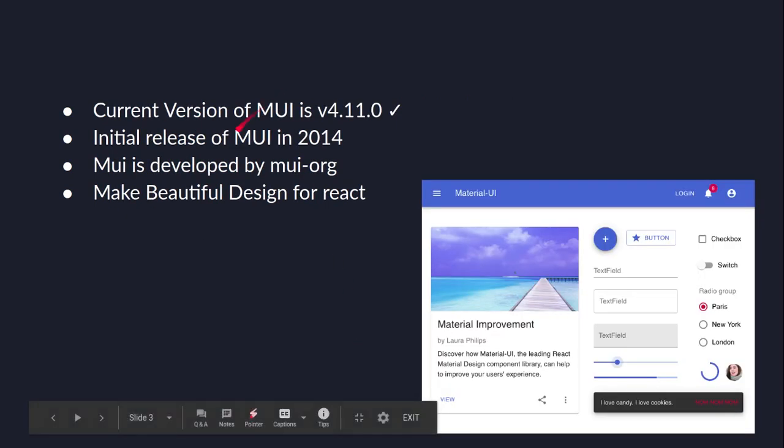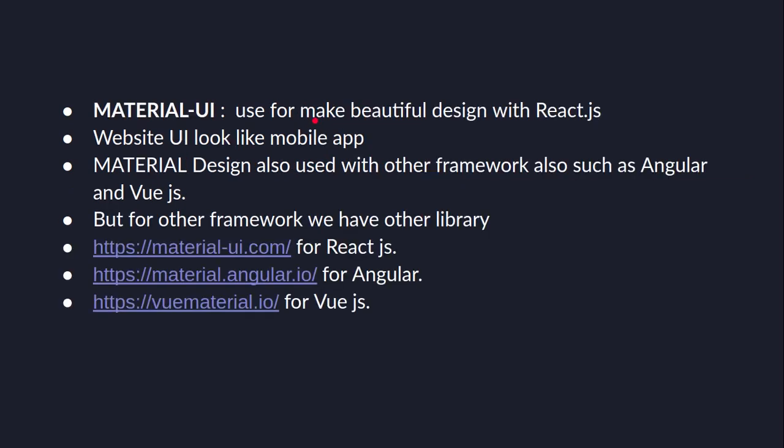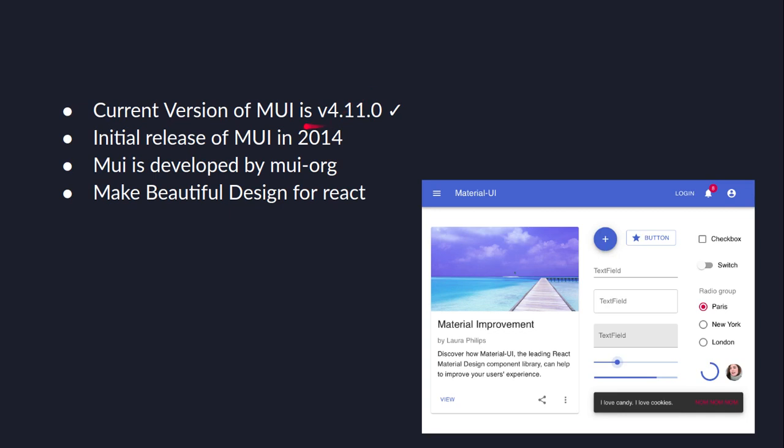So current version of MUI, basically MUI is the short form of Material UI. Current version is 4.11.0, right? And the initial release of MUI is in 2014. Keep in mind that we are just talking about the React MUI, right? So if you just see that Angular MUI version is 10th, and Vue.js version is also different, right? But React MUI current version is 4.11.0, and this is released in 2014. And React MUI is developed by MUI.org organization.